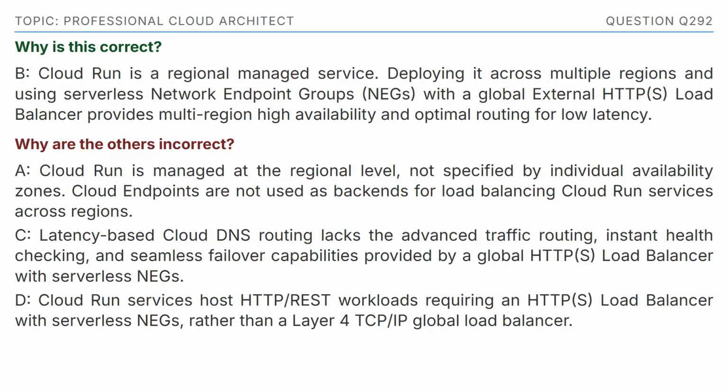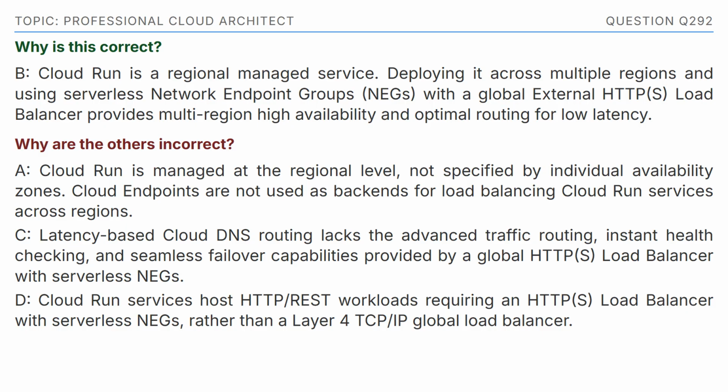Why is this correct? B. Cloud Run is a regional managed service. Deploying it across multiple regions and using serverless network endpoint groups, NEGs, with a global external HTTP/S load balancer provides multi-region high availability and optimal routing for low latency.